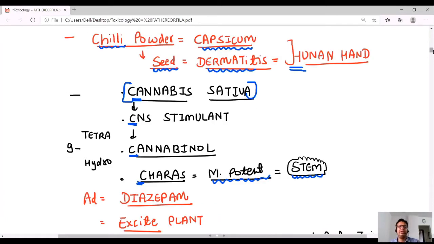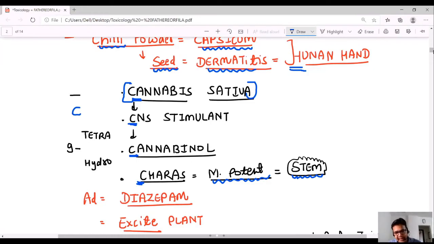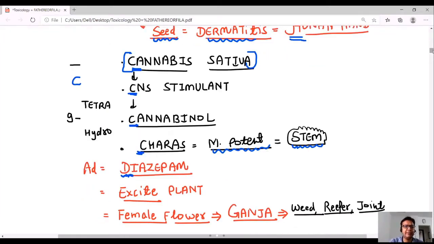Now, Dr. Saab, C is done. Now come to the D. Digipalm is an antidote of cannabis. We have discussed C. C for cannabis sativa is a plant. Charas is a product. D, Digipalm is an antidote. E, it is an excitatory plant. It excites your body. F, female flower is used for making ganja. Dr. Saab, ganja is known as weed, reefer, and joint.